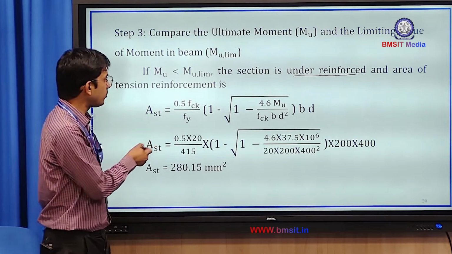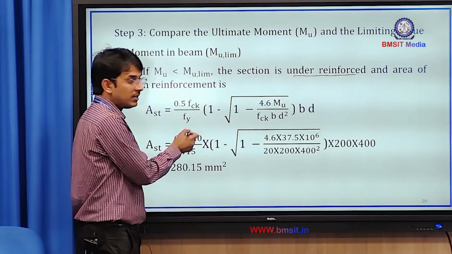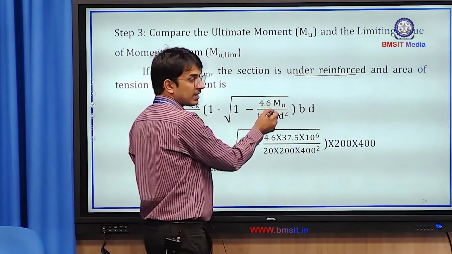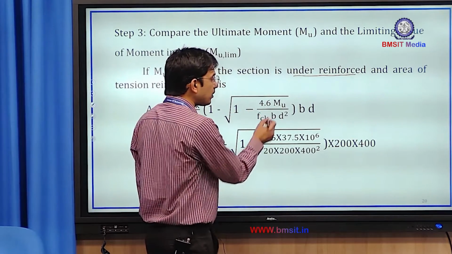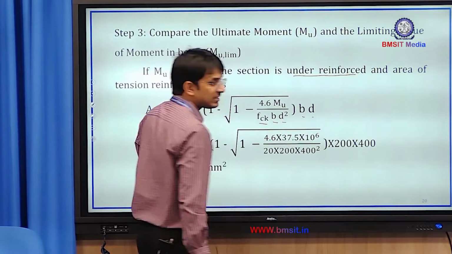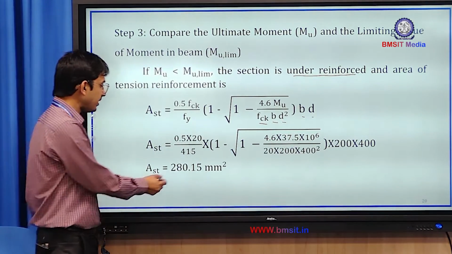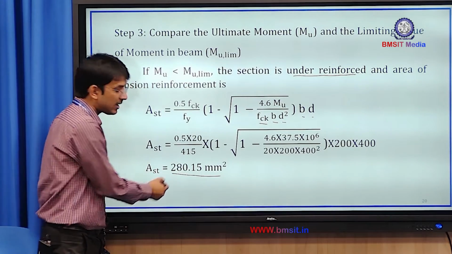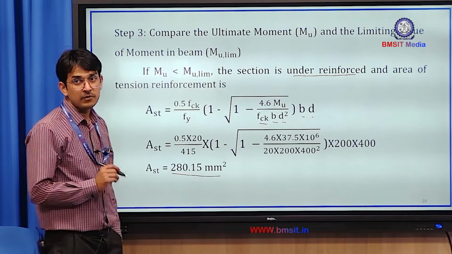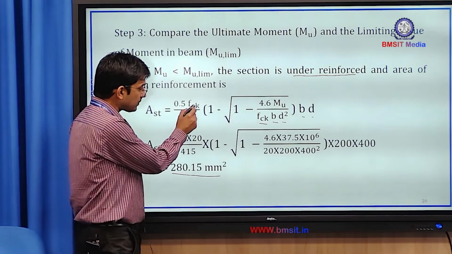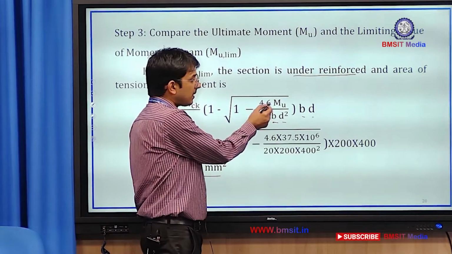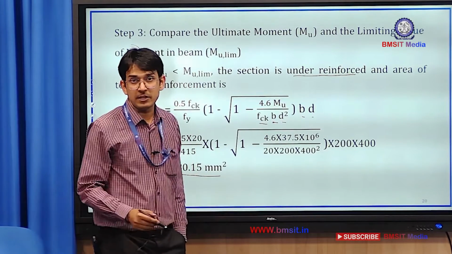Now we put the values. fck and fy we already know, in Newton per mm square. Mu we have already calculated, 37.5 kilonewton meter. b and d we already know. We can easily calculate and find the area of steel, which is 280.15 mm square. While calculating, you have to take care of the units. Here we put fck and fy in Newton per mm square, b and d in mm, but Mu we have as 37.5 kilonewton meter.